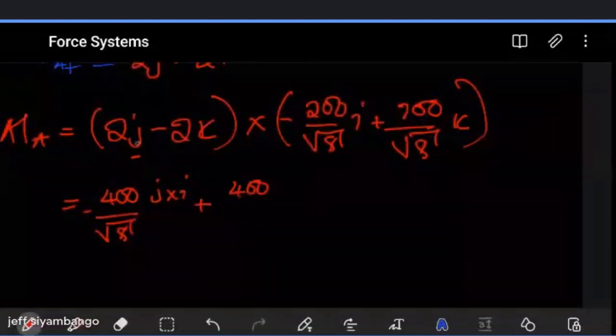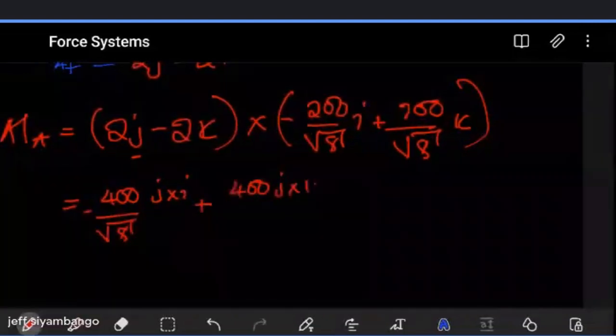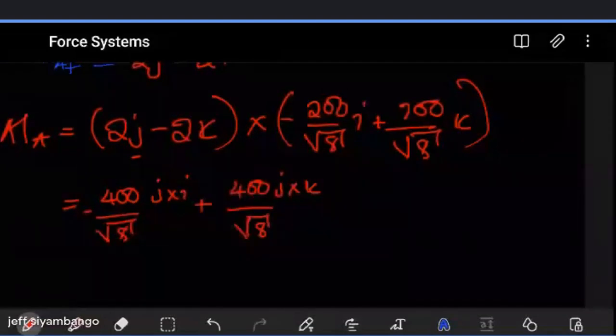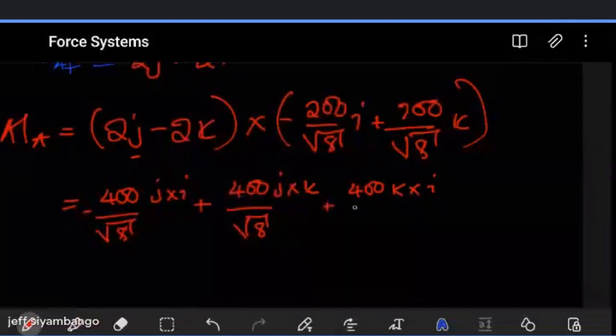Then it's j multiplying k. That is j cross k. Then over again, root 8. Then the minus 2 multiplies minus 200. It becomes plus 400. Then it's k multiplying I. So that's k cross I divided by root 8.